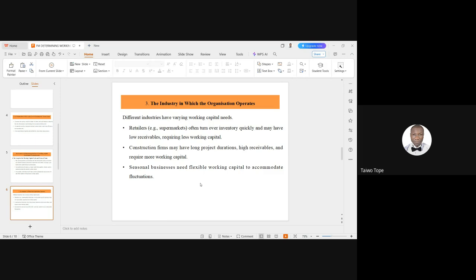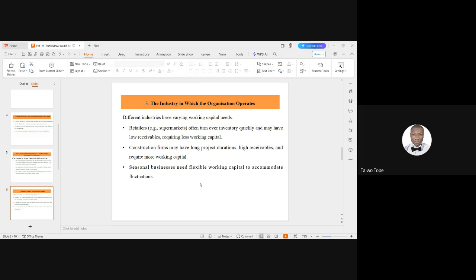Now, a fast inventory turnover is often common with a supermarket, and also customers pay immediately, and suppliers often provide credit to supermarkets. Their customers pay immediately for goods, inventory moves very fast, and they can get goods on credit from suppliers and pay back after a week or months.